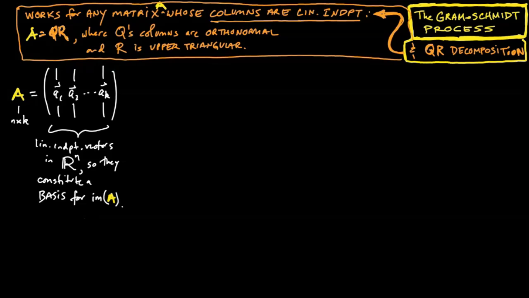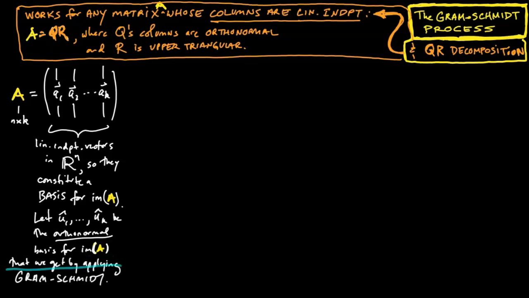All right, well, we have learned in the first part of this video how to take any old basis for a subspace and upgrade it to an orthonormal basis. Yes, we use the Gram-Schmidt process. So we could do that here. Let's let U1 through UK be the orthonormal basis for A's image that we get by applying Gram-Schmidt to the A vectors, to the columns of A. And maybe I should paint those U vectors green. Now we have an orthonormal basis for the image of A.